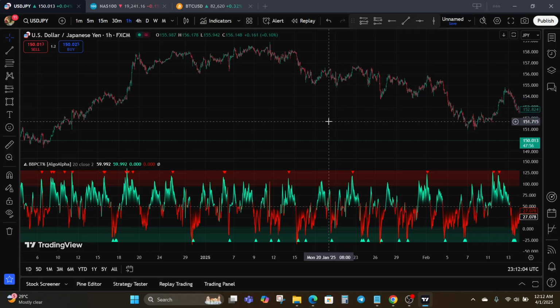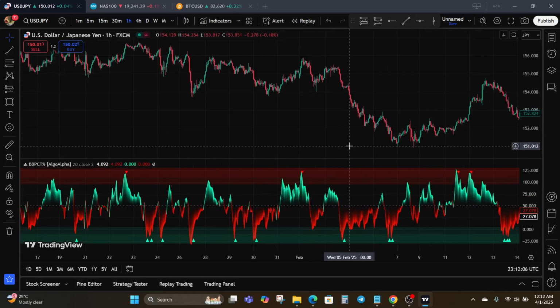So if you've been using Bollinger Bands but want better insights into volatility and price positioning, this is the tool that you need. Before we get into the Bollinger Bands Percentile, let's quickly review what Bollinger Bands do.